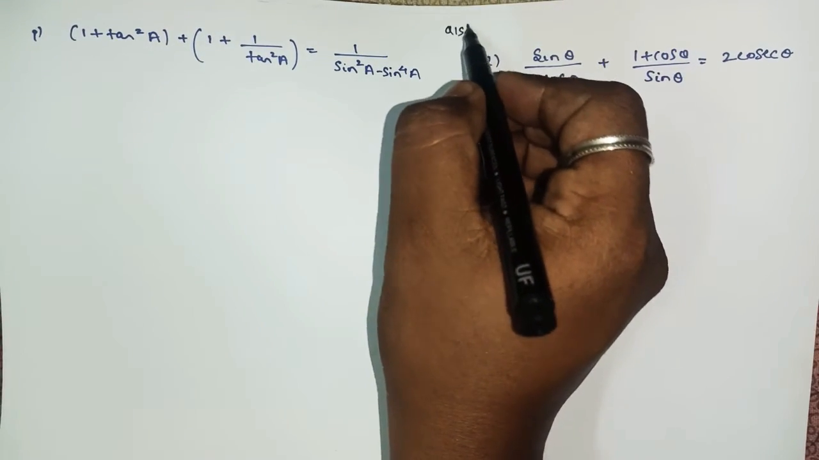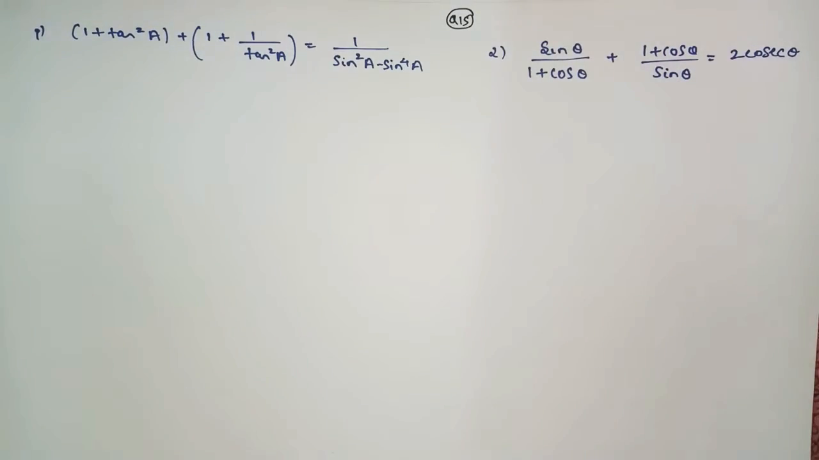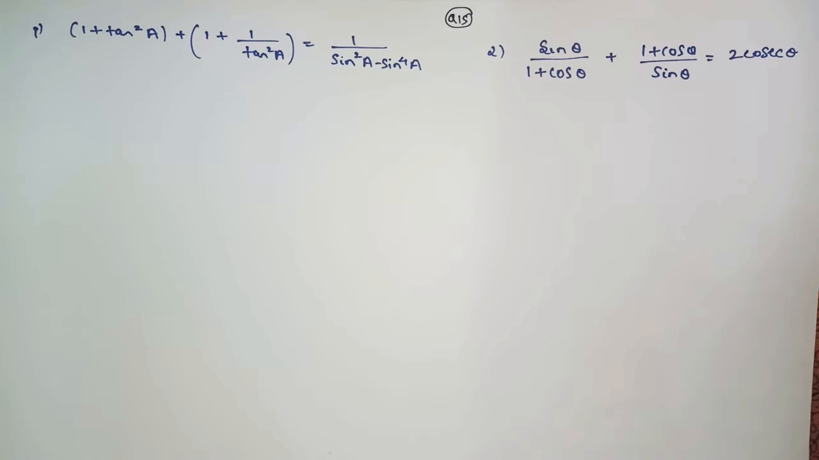In question number 15, there are 10 to 12 sums. We'll take some selected sums and see how to prove that left hand side equals right hand side. So here the first one is what?